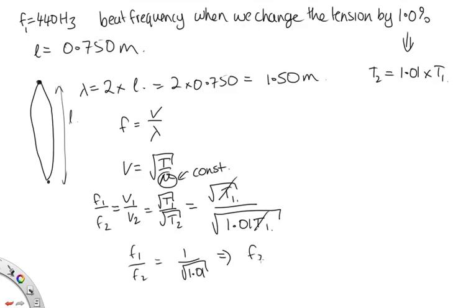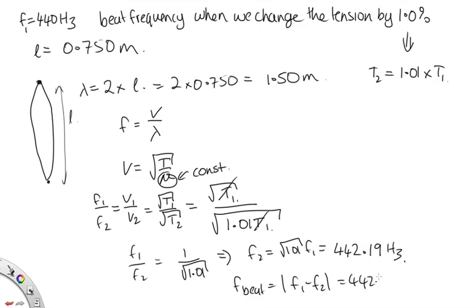So F2 is equal to square root of 1.01 F1, which is equal to 442.19 Hertz. So the beat frequency, F beat, is equal to the absolute value of F1 minus F2, which is 442.19 minus the 440. So that gives us 2.19 Hertz.